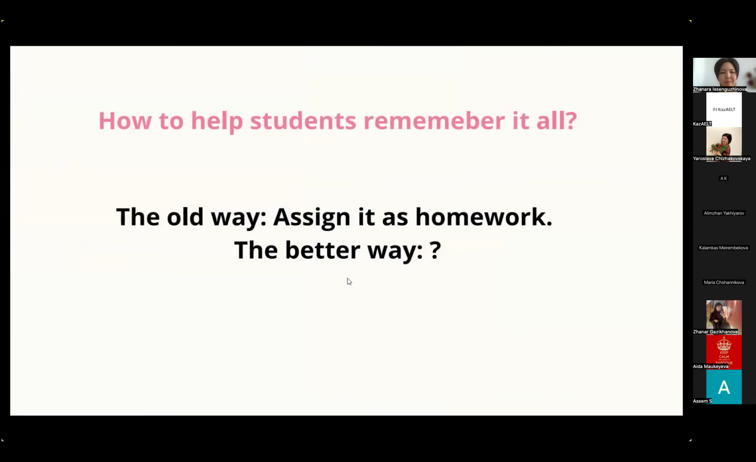All right. So how do we actually help students remember? Not everything, but something they really need? Of course. So the old school way is we give it as homework, just saying. Learn it all by heart, or we send them these Quizlet sets to remember that. But what would be a better way to do so?